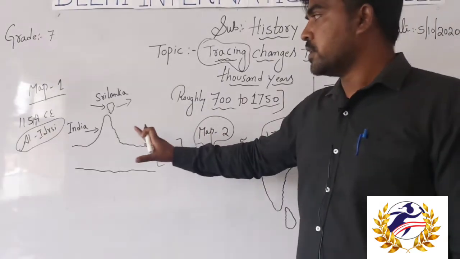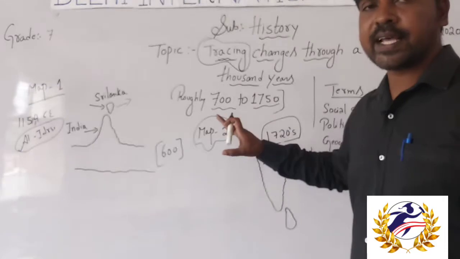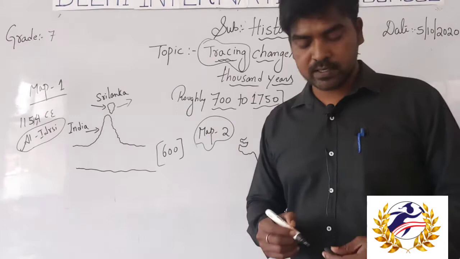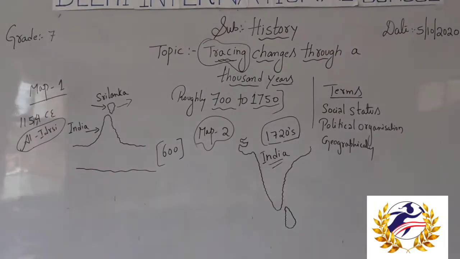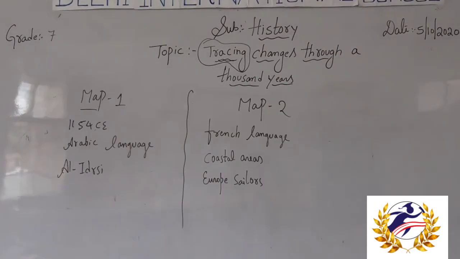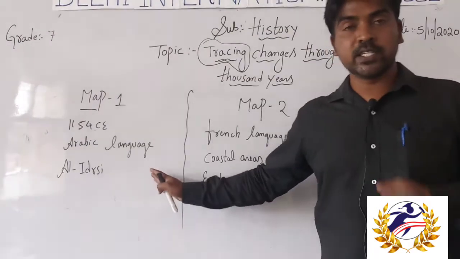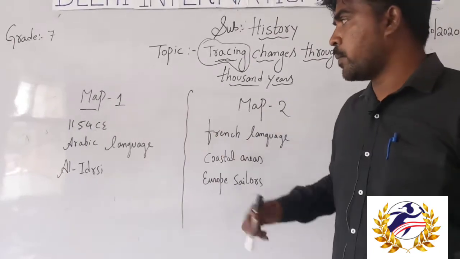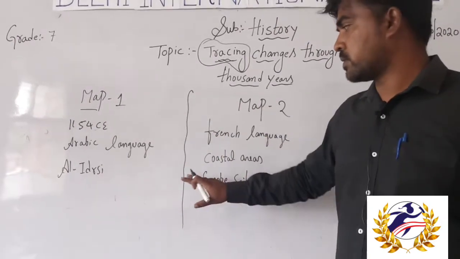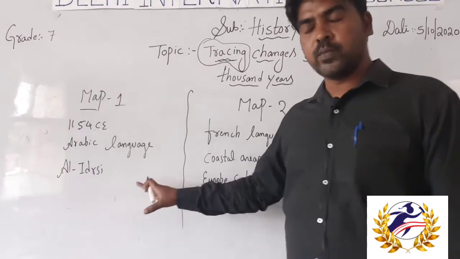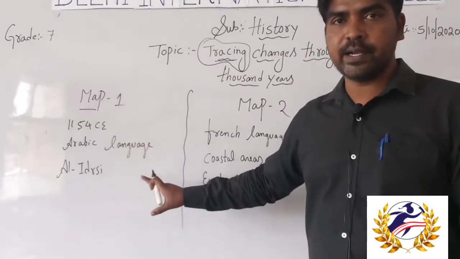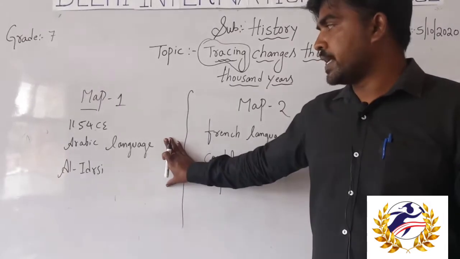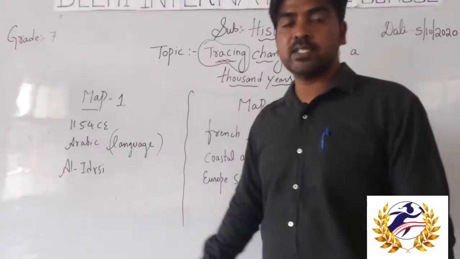So these were the two differences we can see in Map 1 and Map 2. Just hold on, students. Well, what is the difference between Map 1 and Map 2? There is not much difference. Both maps speak about our country India and provide detailed information about India. The only thing is the change in languages.